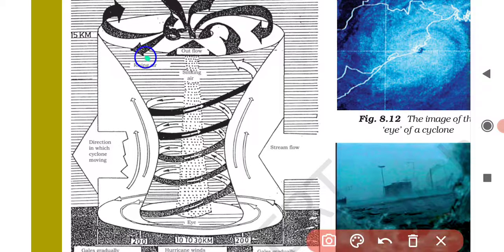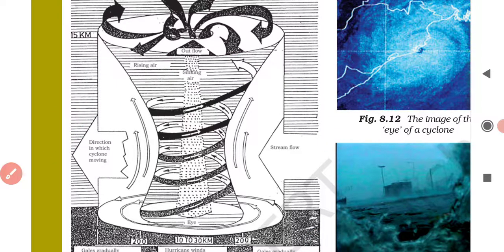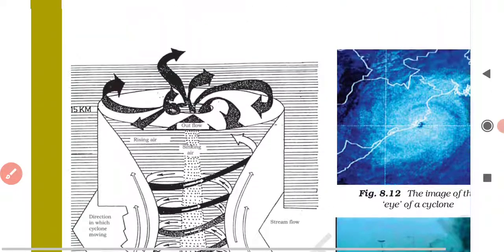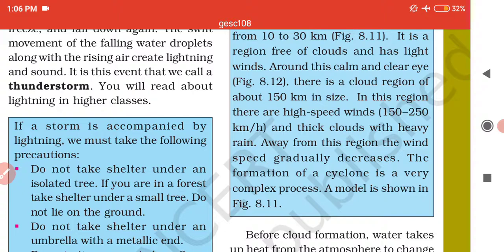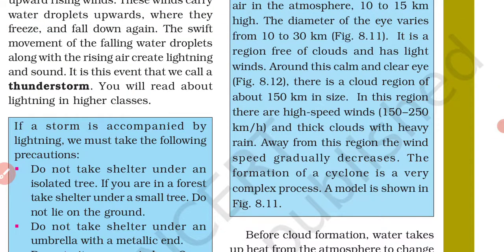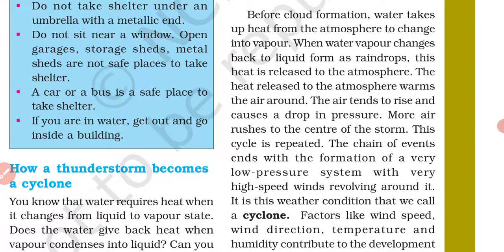Also, one more important thing: if you go away from these thick clouds, then the wind speed gradually decreases. Clear? So the formation of a cyclone is a very complex process, and a model is shown in figure 8.11, which I have shown just now. Clear? So now comes how a cyclone is actually formed.